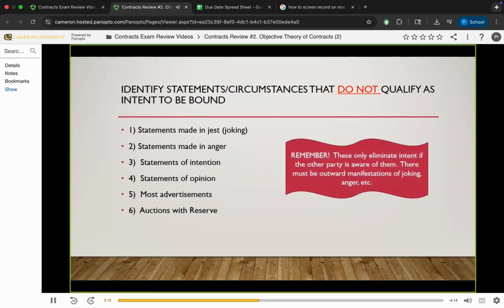Before we exit this slide, just a note of caution. Remember that things like jest and anger only eliminate intent to be bound if they are objectively clear to the third party. So we studied a case in class called Lucy versus Zehmer. This was where the parties were negotiating for the sale of real estate, and the seller was in fact just joking. However, the seller in no way communicated that state of mind to the buyer. The fact that he was joking was maintained as a secret between him and his wife. All of his outward manifestations indicated that he was serious. And so in that case, the fact that he was joking did not delete intent to be bound.